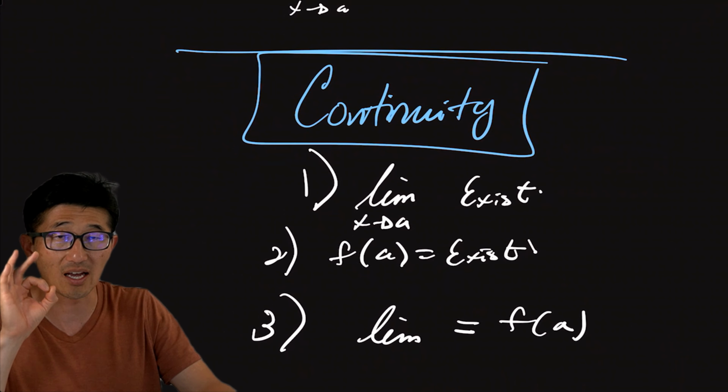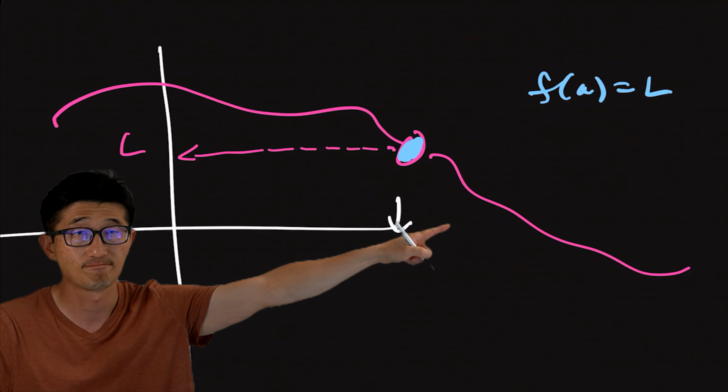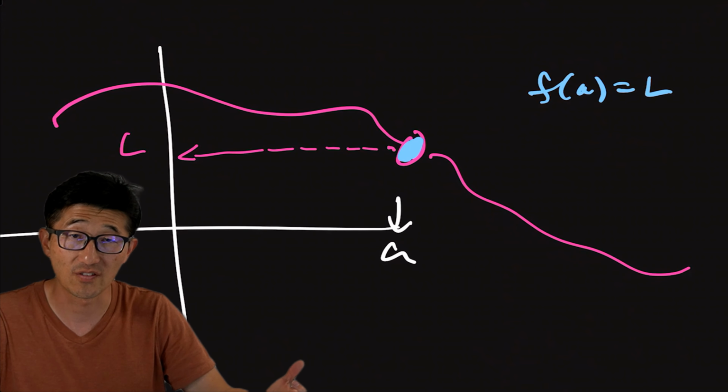So imagine it's something like that. Even though there's no y value, the limit exists because the limit is going to be this value right there. But if you fill this in, now you have a y value at a. f of a equals, we'll just call that L for right now. And the limit value and the y value are the same, but graphically it just means there's no breaks in the graph. Okay, so this graph is continuous.